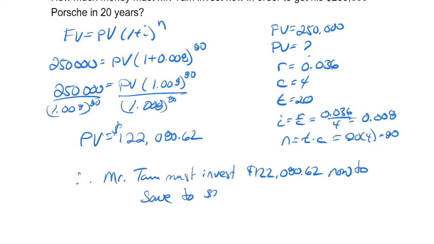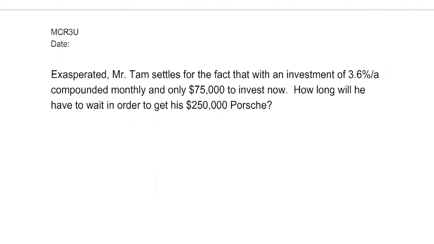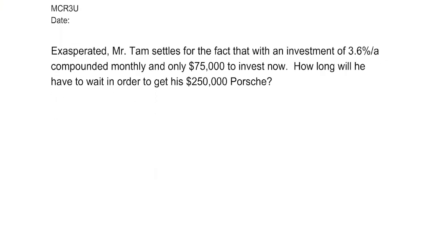to save up to $250,000 in 20 years. So that's a significant chunk of change, which unfortunately I don't have. So I'm exasperated. I can't find a better investment other than 3.6 per annum. Again, this should not be compounded monthly. This should be compounded quarterly.